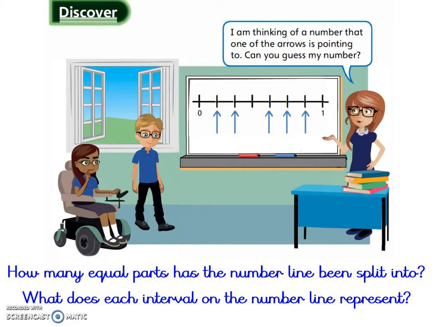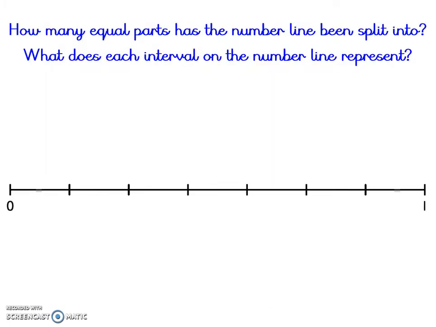So question 1a was asking how many equal parts has that number line been split into, and what does each interval on the number line represent? So let's see the strategy we can use to find out this answer. Here we can see our number line. It goes from 0 to 1. There's one number line, so it's almost like we've got a whole bar on this. And what we're going to be thinking about is how many parts it has actually been split into.